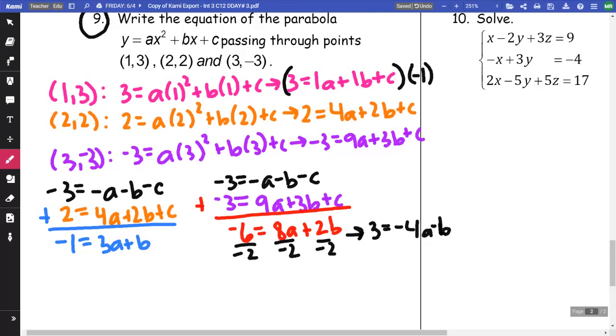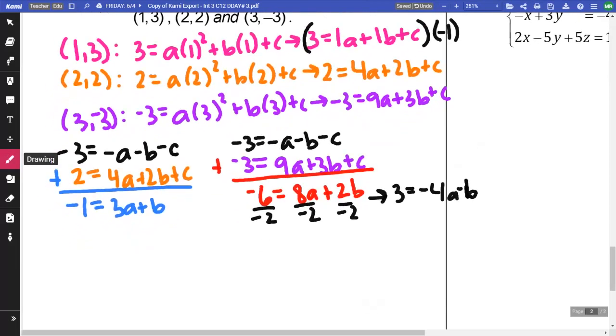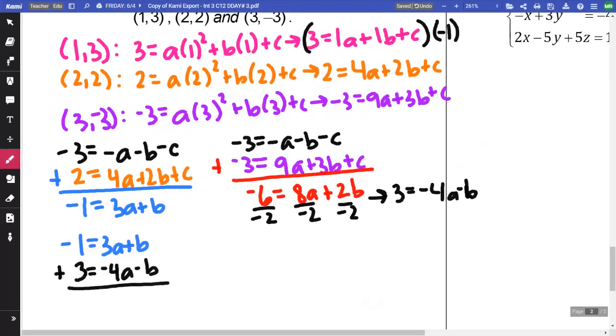And so now I'm going to take these two equations. So I'm going to take my blue equation, which is -1 equals 3a plus b, and the one I just wrote in black, 3 is equal to, let's see, -4a minus b. I'm going to add these together. And I end up getting -2 is equal to -a. And that means that 2 is equal to a.